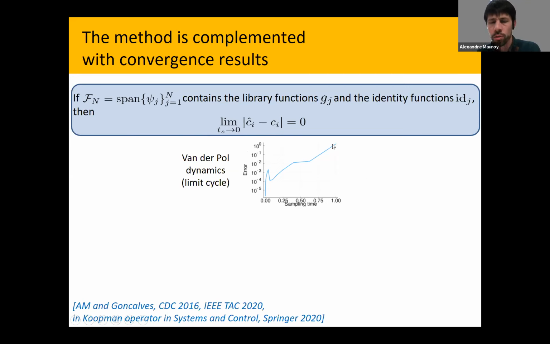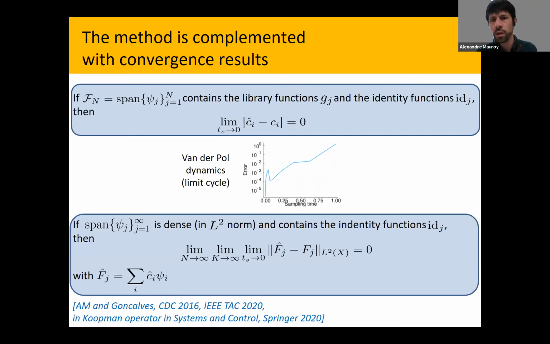For instance, here you can see that with 0.5, in the case of the van der Pol dynamics, we can still obtain a very small error. And what happens if we do not choose properly the basis functions, so if we do not choose the function g_j in our basis functions, if we do not pick the library function? In this case, we do not have convergence to 0 of the coefficients c_i, but we can show that the approximation of the vector field will tend to 0 in L2 error.